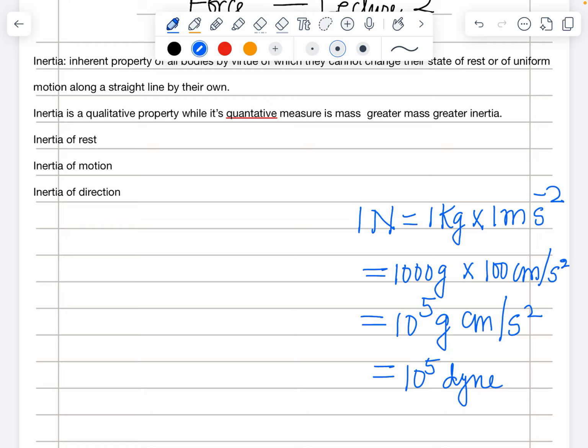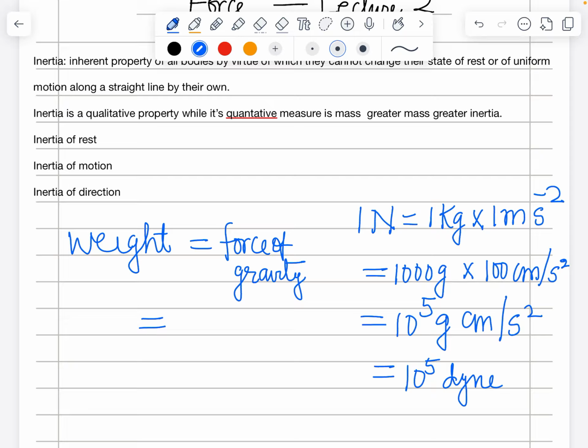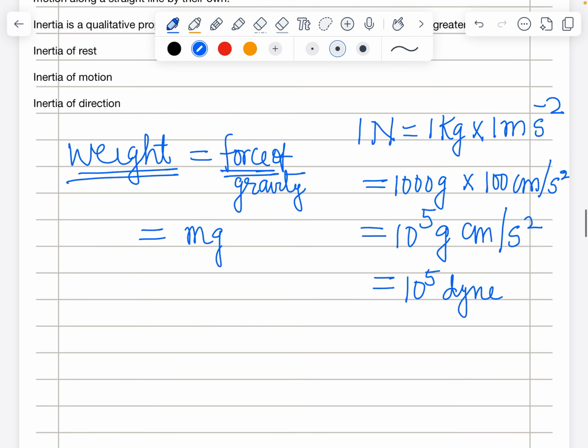Now there are some gravitational units. Weight, see here, it is also a force, and we know that it is the force of gravity. It is the force which earth exerts on any body. And what is its value? If the mass of the body is m, then what will be its weight? It will be m into g. So there are some gravitational units of force, gravitational units of weight.